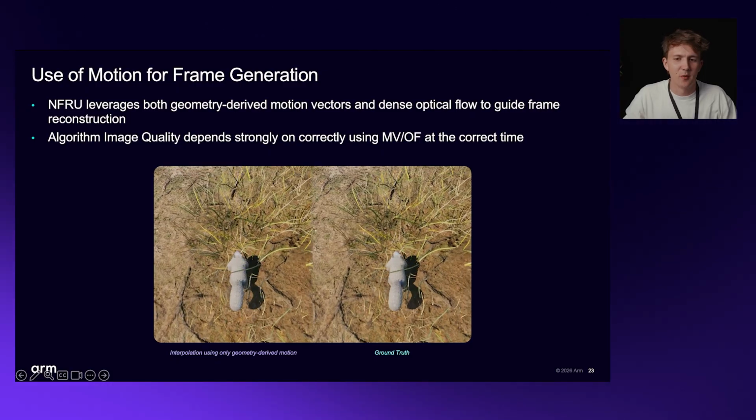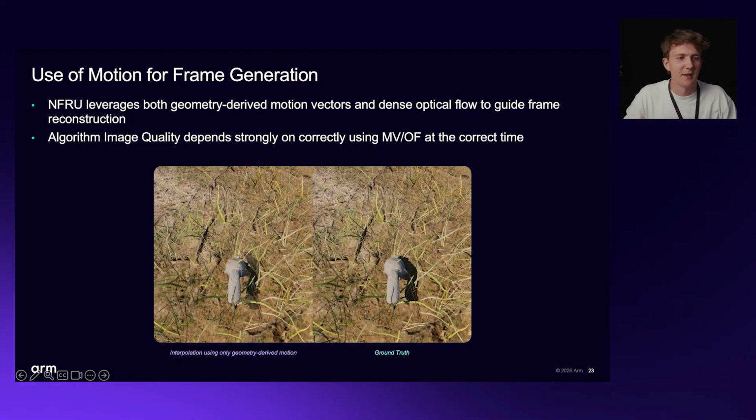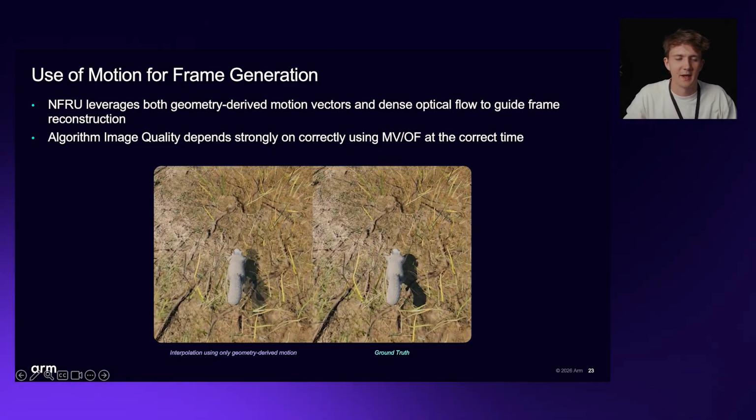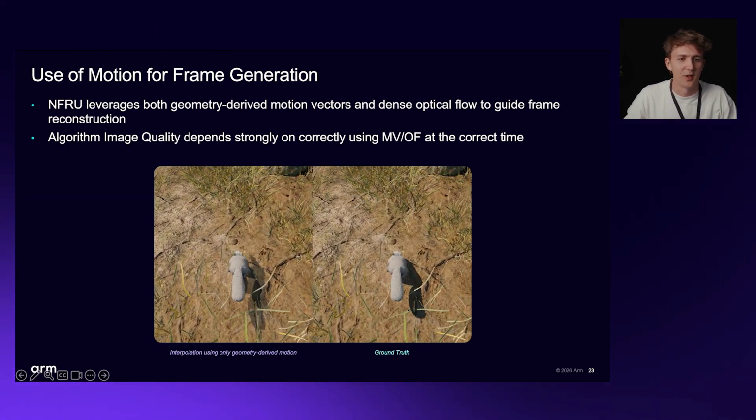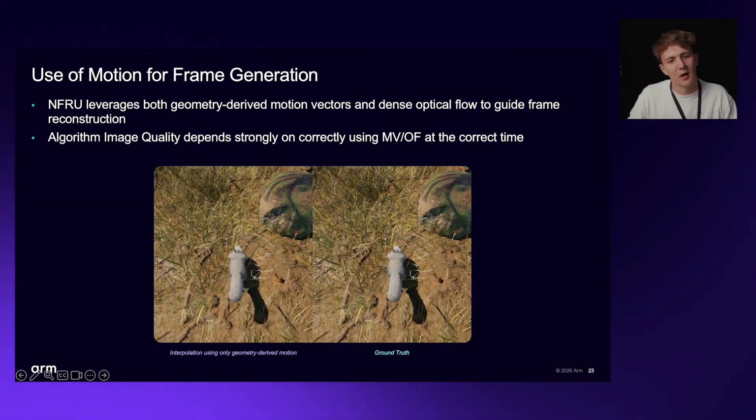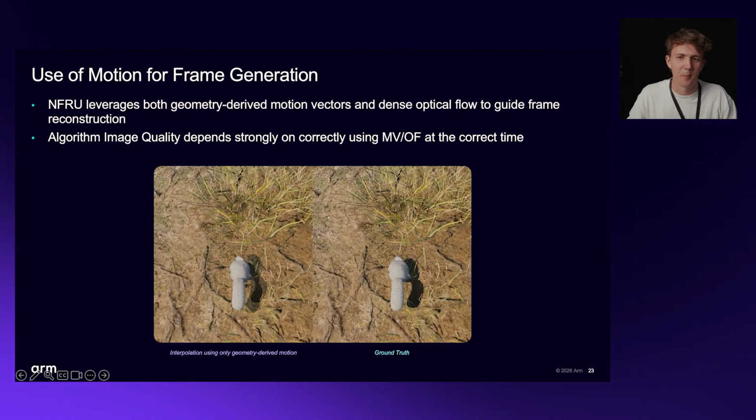So the key point is that the two motion sources are complementary, and NFRU needs both, and it needs to choose the correct ones at the correct times in order to generate a nice and reliable interpolated frame.